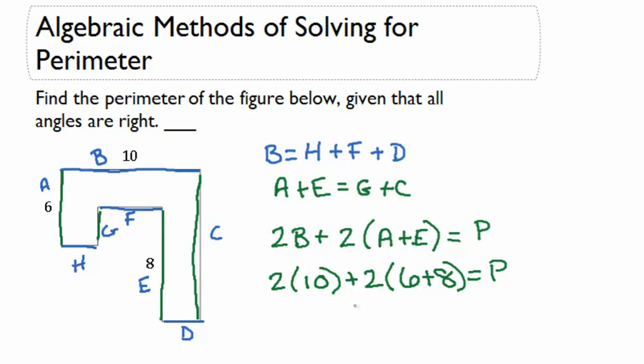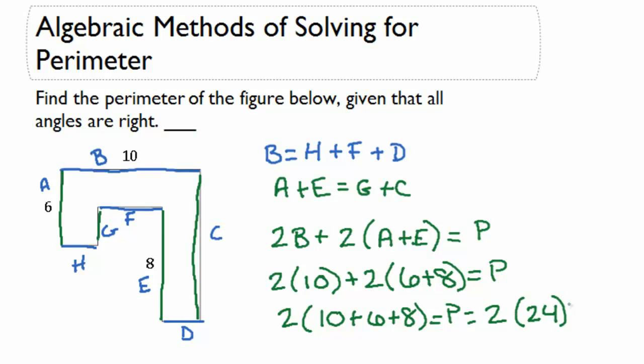And I can even simplify this further. Since I'm multiplying each of my sets of parentheses by 2, I can pull them right out and say 2 times 10 plus 6 plus 8 will equal my perimeter. And 10 plus 6 plus 8 is equal to 24, so 2 times 24 equals 48. So my perimeter for the entire figure is going to be 48.